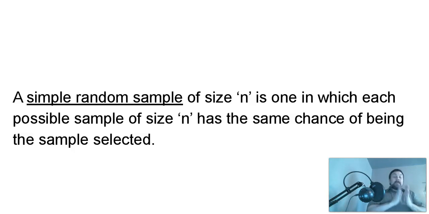So it's a difference between the individual having an equal chance and groups of size n all having an equal chance of being the sample that you get. So with random sample, it's about the individual having an equal chance. With simple random sample, it's about all groups of the same size having an equal chance of being the sample.